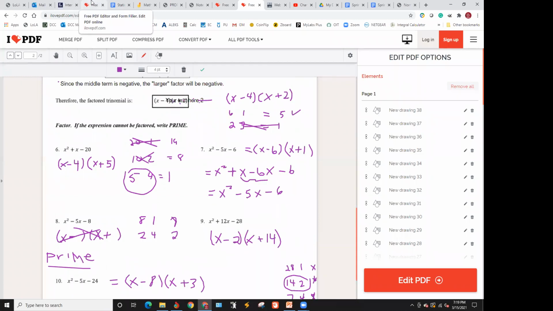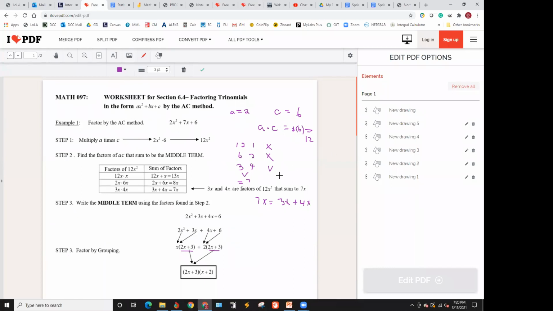Anything else? All right. Let me just show you this here. 6.3 and 6.4. Let me make sure that I didn't assign both of those. Oh, she's got them combined, so it doesn't matter. Okay.